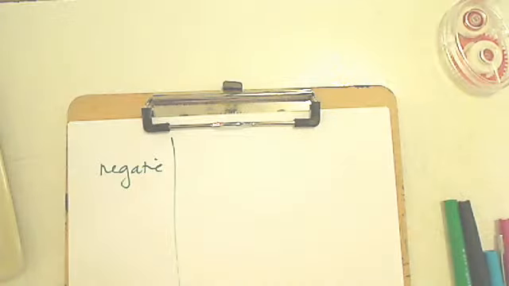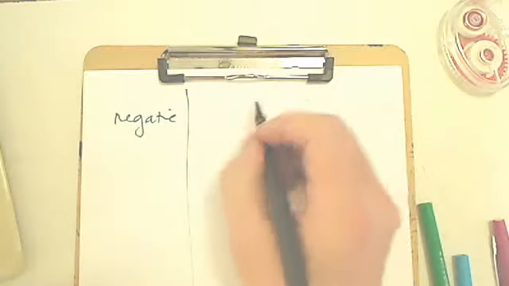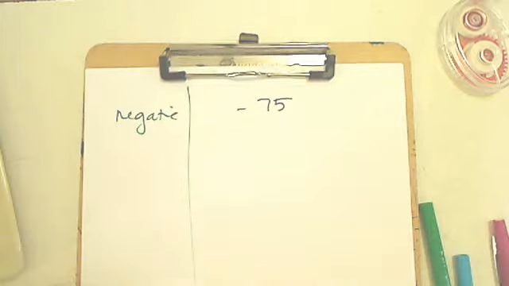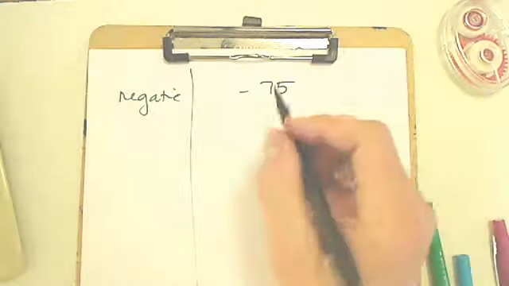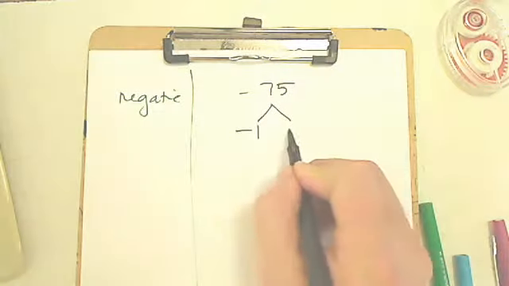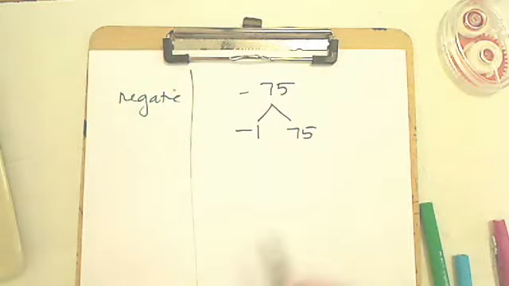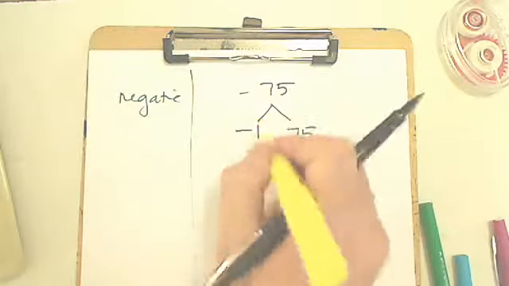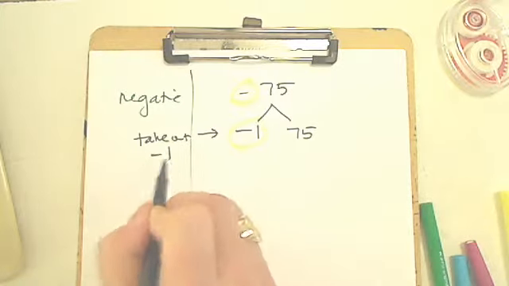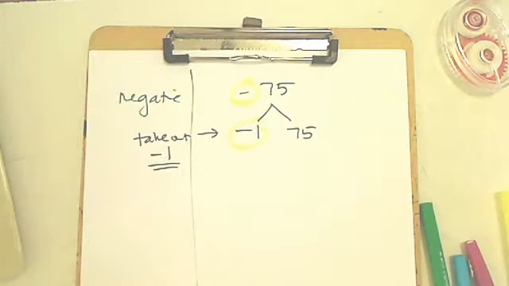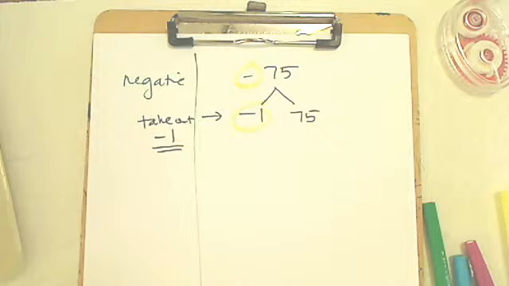Same topic, but this time you have a negative. Negative 75. Now, think back to why I'm asking you to take out a 1 first. What can you factor out first? Right. It's much easier to factor out a -1 and leave positive 75 alone. So here, if it's a negative, take out a -1 first. It makes factoring a lot easier and a lot less confusing.